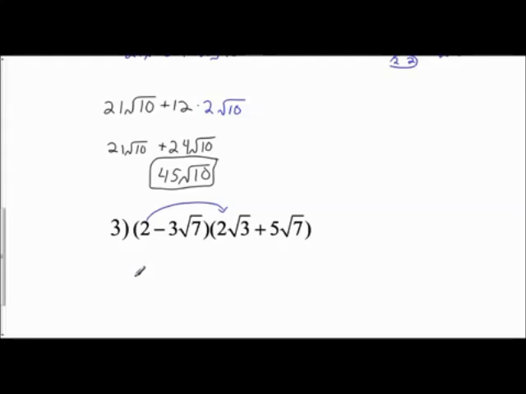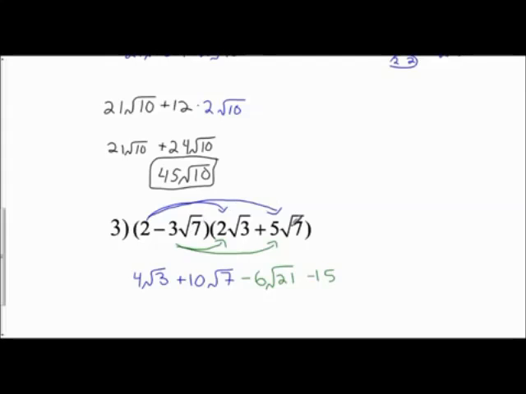So 2 times 2 radical 3 is 4 radical 3. 2 times 5 radical 7 is positive 10 radical 7. When I distribute the other one, negative 3 radical 7 times 2 radical 3, the negative 3 and the 2 get multiplied to give me negative 6, and the 7 and 3 get multiplied to give me square root of 21. The negative 3 and the 5 get multiplied to give me negative 15.